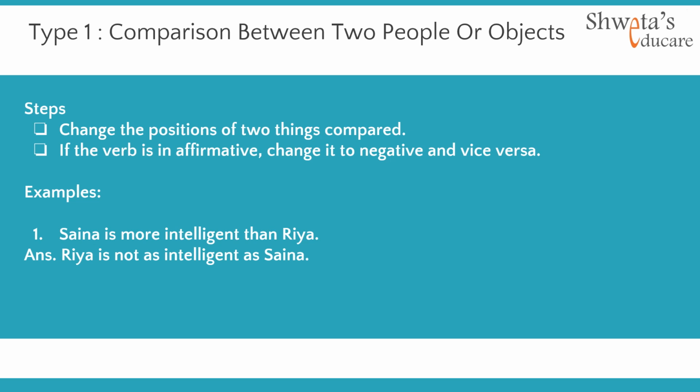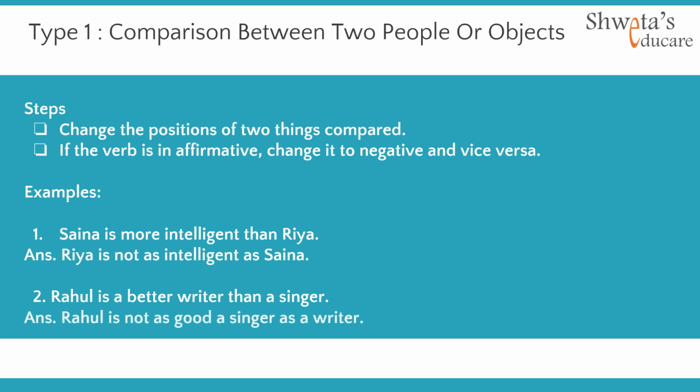If you understand the question and answer, it's much easier. You should not change the meaning. The second question. Rahul is a better writer than a singer. Understand the question once again, I repeat. Rahul is a better writer than a singer. That means he is not a good singer. So the answer will start, Rahul is not as good a singer as a writer.